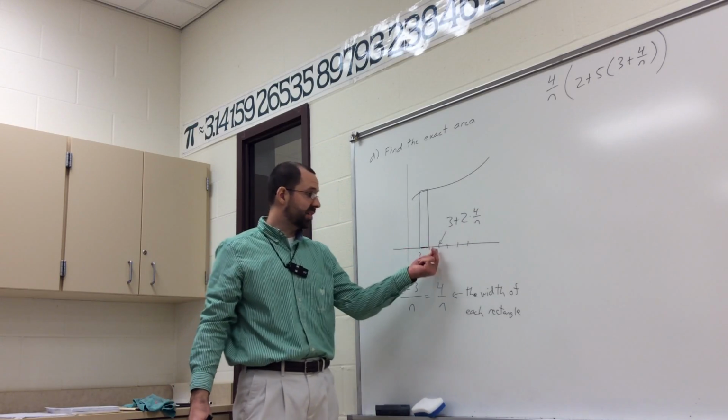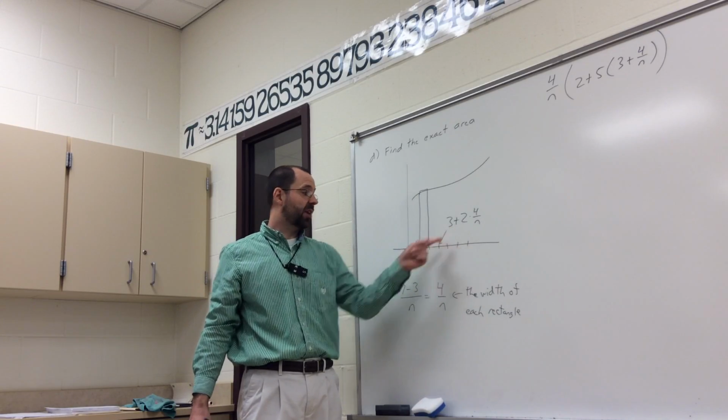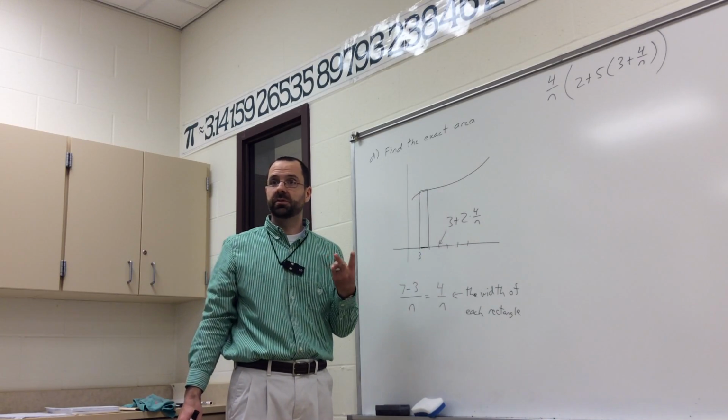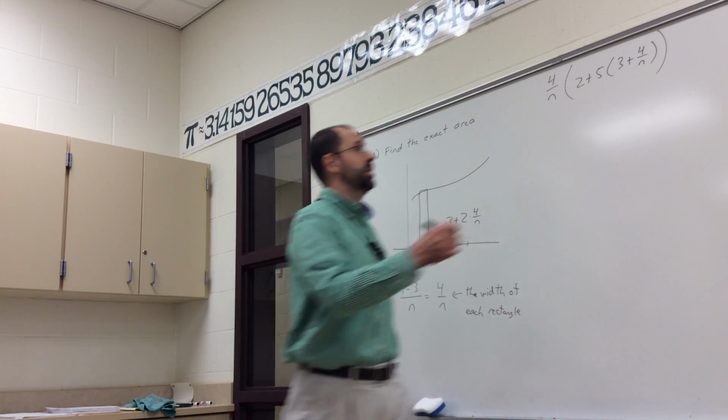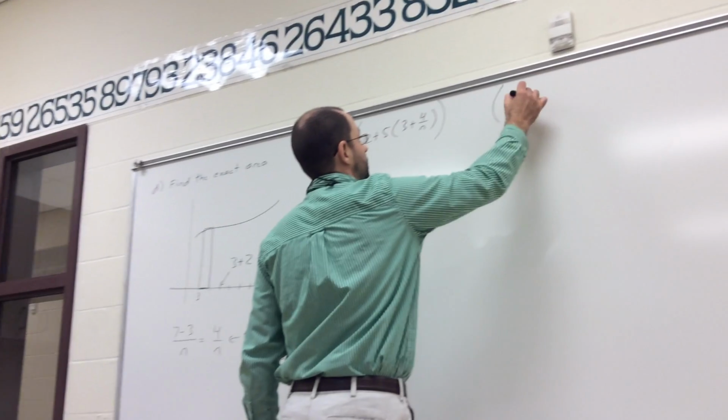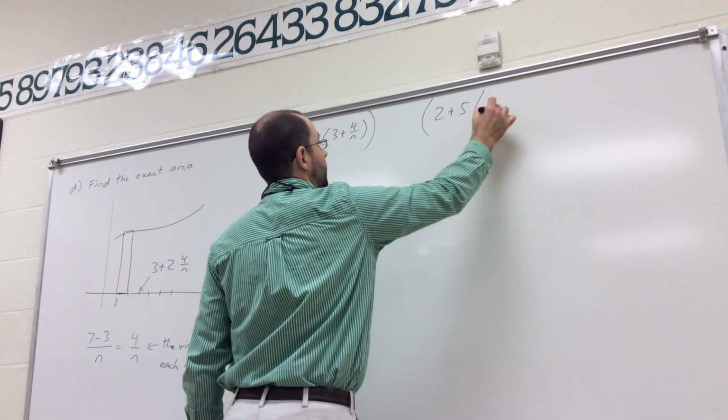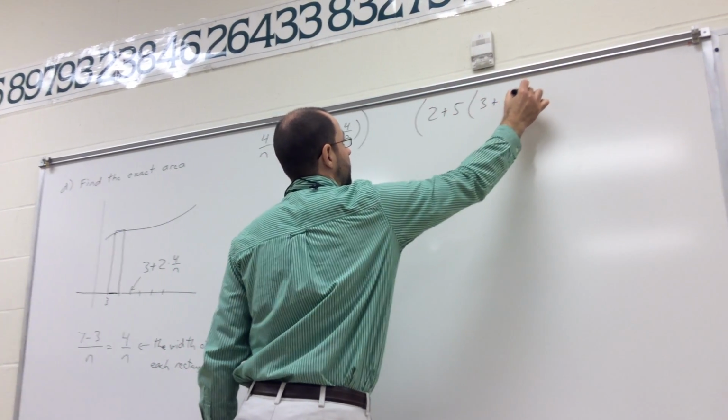Okay, so that's my x location, right? So how do I find the height of rectangle number 2? Plug that into my formula, right? So that'll be 2 plus 5 times 3 plus 2 times 4 over n.